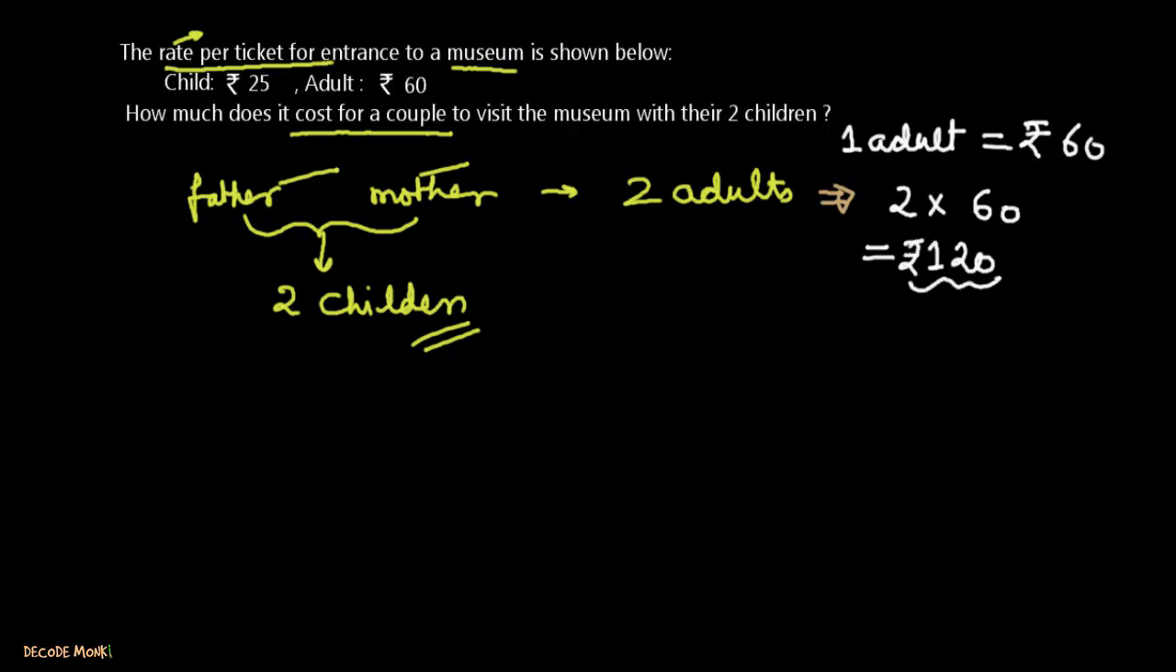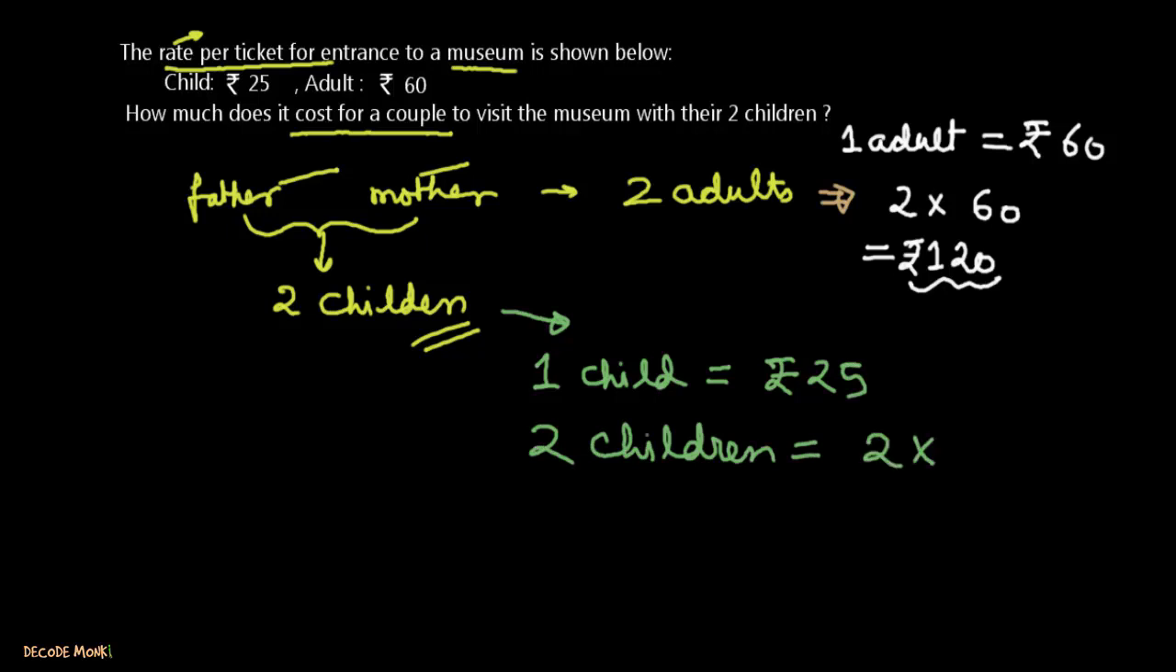So 120 will be charged for the two adults, and for the two children we understand that one small child is rupees 25. Then there are two children, so again this will be 2 times 25, or 25 plus 25, which is equal to rupees 50. So rupees 120 and rupees 50 are the charges. So here we need to add these two to get the total cost.